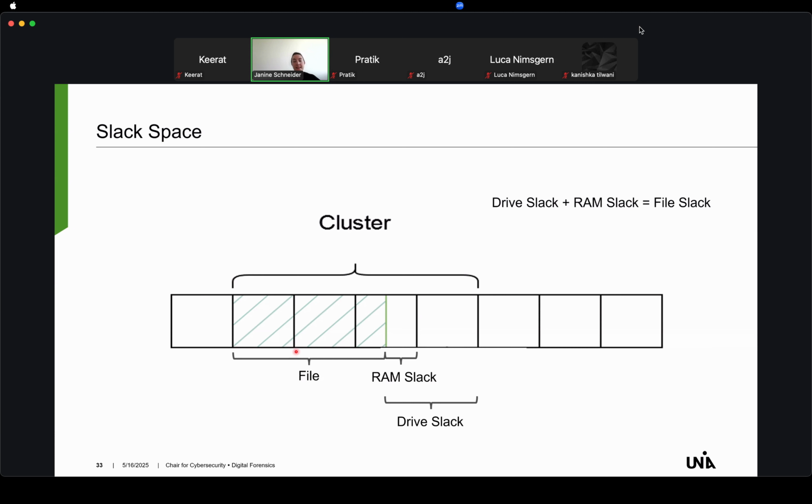Slack Space is interesting because it's basically reserved space for storing a file which isn't used, and it behaves differently for HDDs and SSDs. In Slack Space you can sometimes, depending on the storage technology and the file system, find leftover data in there. And this is because file systems usually organize their storage into sectors or blocks.